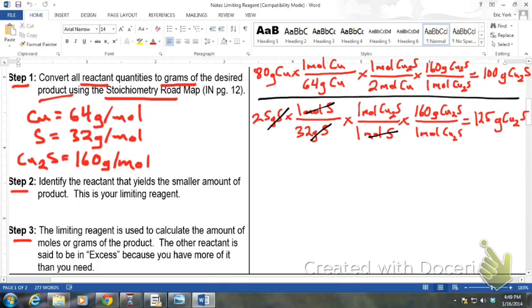Now we have these two amounts. We've found that 80 grams of copper can produce 100 grams of copper 2 sulfide. We found that 25 grams of sulfur can produce 125 grams of copper 2 sulfide. So now, based on this information, I want you and your partner to take 30 seconds, see if you can figure out which one of these, copper or sulfur, is the limiting reagent and which one of these is the excess reagent. So I'm going to give you 30 seconds and then we're going to come back here and do this.